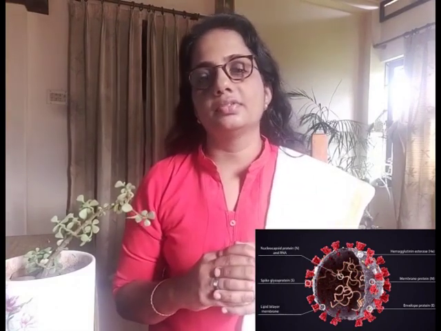So let us review the structure of the virus. We all know that it is a spherical shaped virus with so many spike proteins around it. These surface proteins are protective for the virus. The virus is only 120 nanometer in size, and it has a spherical shape.